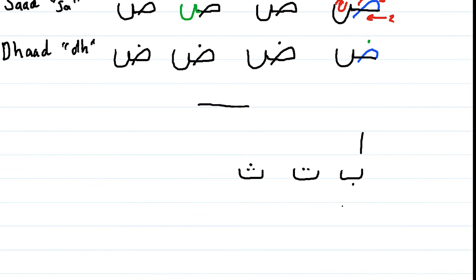The next one is Jim, as I said to you, from there, and then make like a C shape. The dot has to go underneath the line for the Jim. Ha, same. Kha, obviously had no dot. Kha with one dot on top.